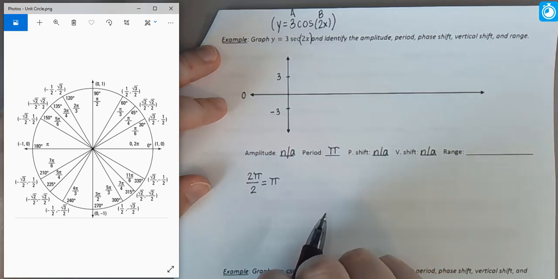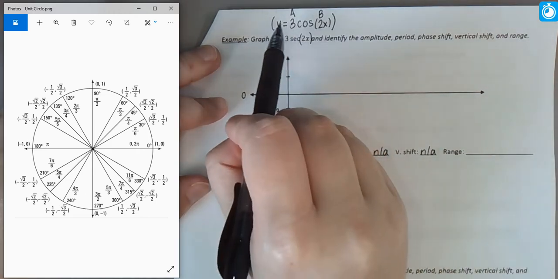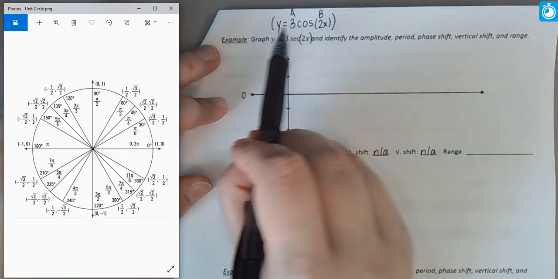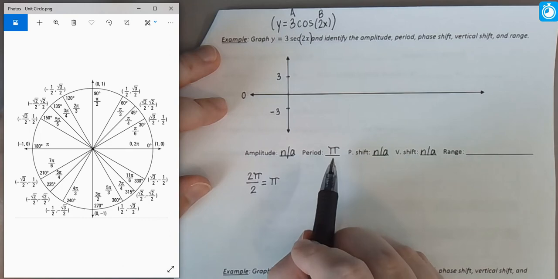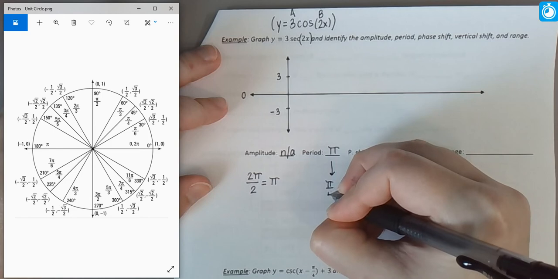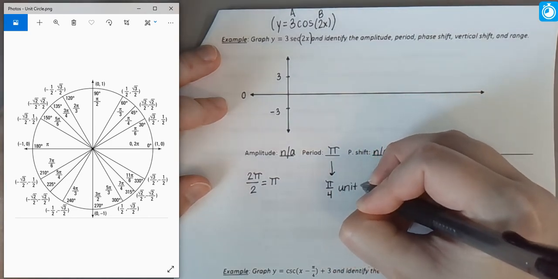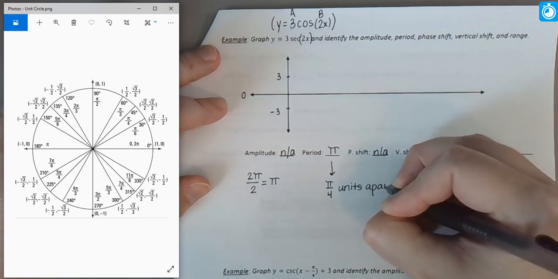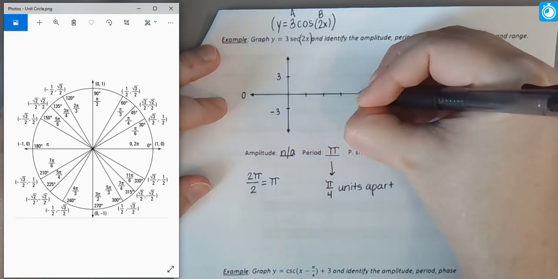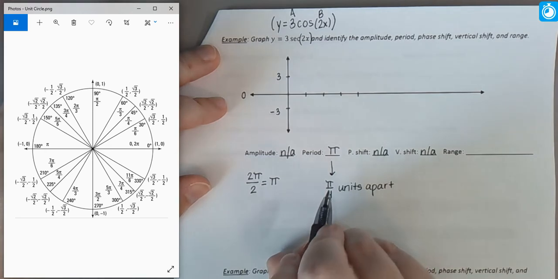Now, just like before, we want to determine what the increments are going to be over which we graph. And we're starting with the cosine graph in order to get the secant graph. So everything we did to graph cosine, we're going to do here. Because the period is pi, the increments are going to take that period, divide it into 4 equal parts, and that's going to be the number of units apart for our individual increments. So we have 4 equally spaced marks, and each one is pi over 4 units away from the previous one.